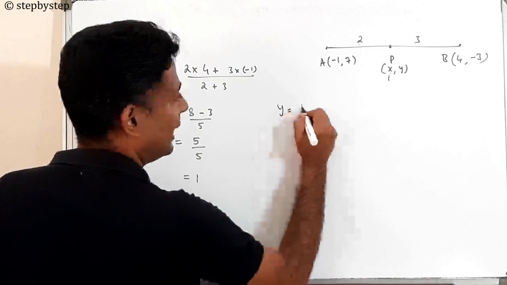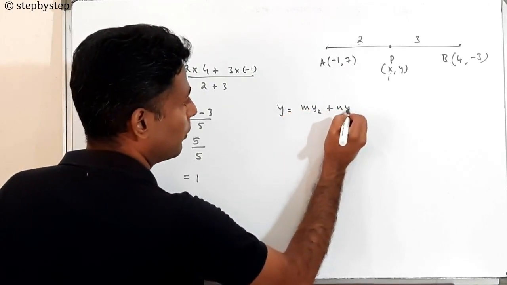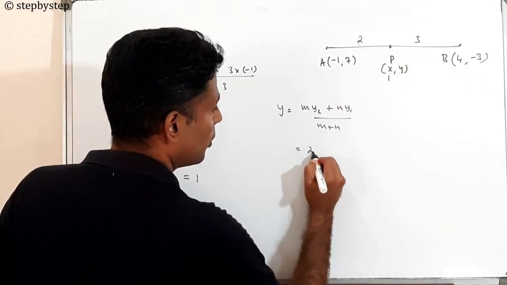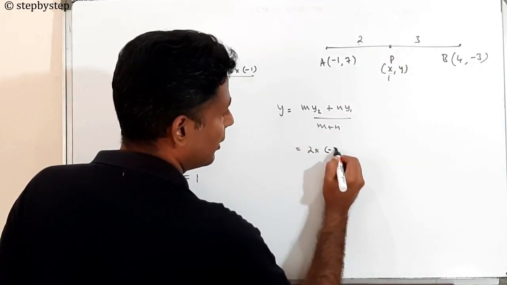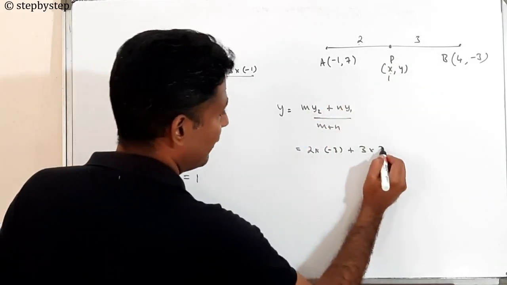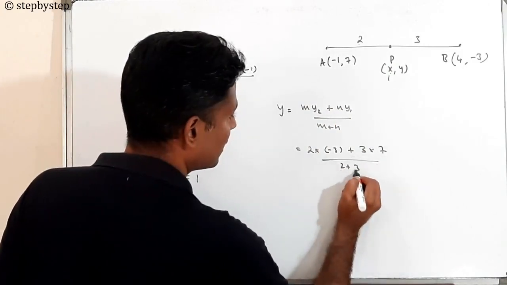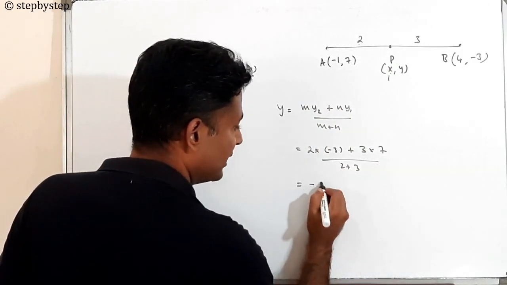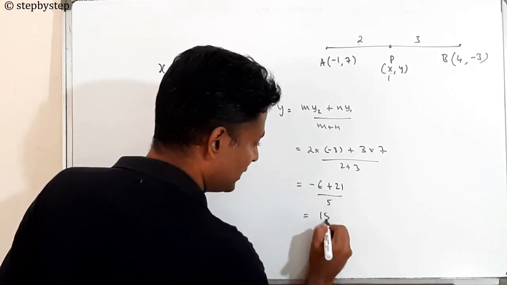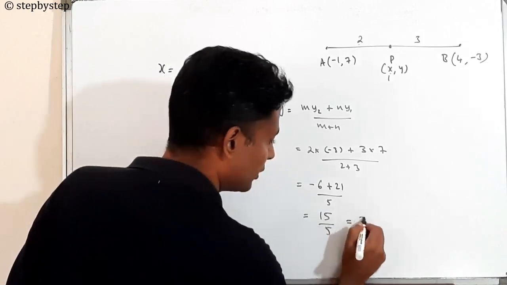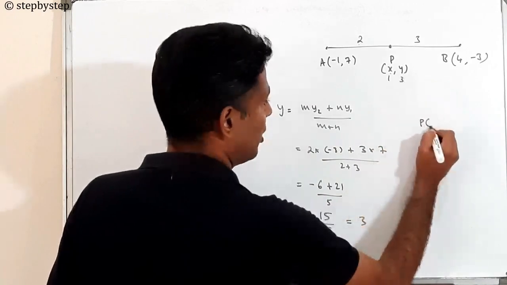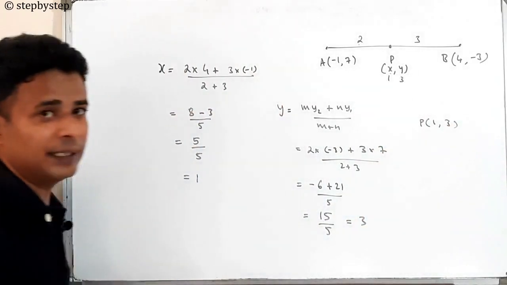Now similarly, the y coordinate is (m y2 + n y1) / (m + n). So we get 2 into y2, which is minus 3, plus n, that is 3 into y1, which is 7, by m plus n. So what do we get? Minus 6 plus 21 by 5. Minus 6 plus 21 is 15, by 5 that is equal to 3. So we got the y coordinate as 3. So what is the point? 1, 3.